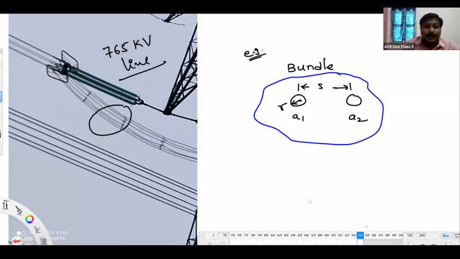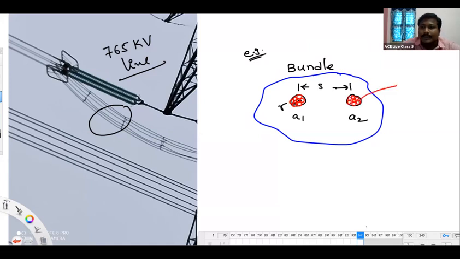My question is very simple. The whole we will say is the bundle. What is conductor A1 type? Till now, we said it as solid. But practically speaking, each and every subconductor is again a stranded conductor, an ACSR conductor. So in the bundle, each subconductor is again an ACSR conductor.